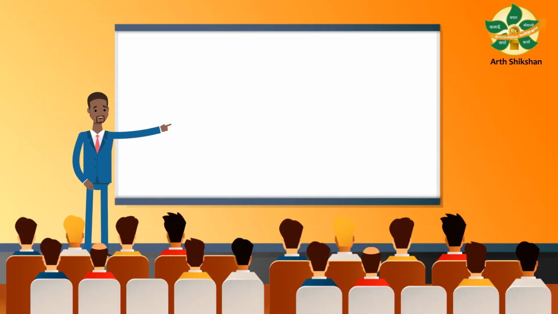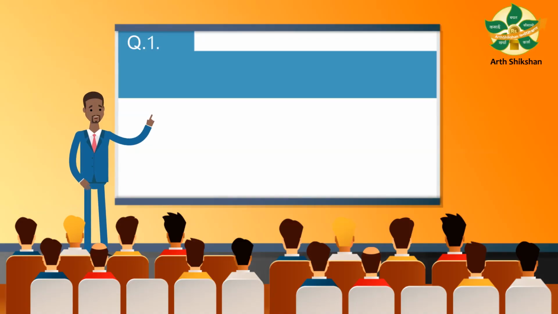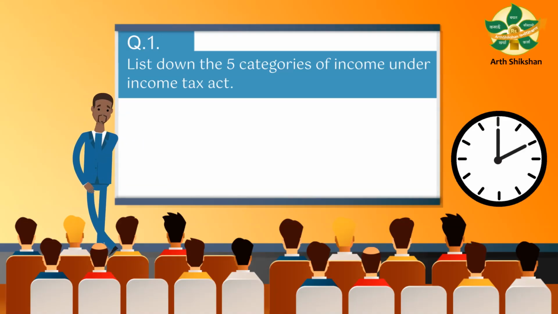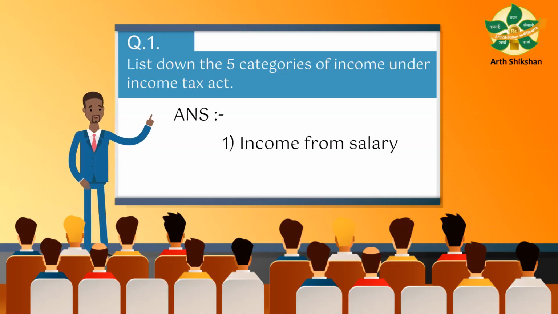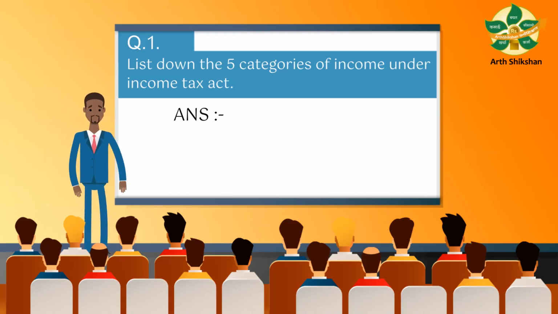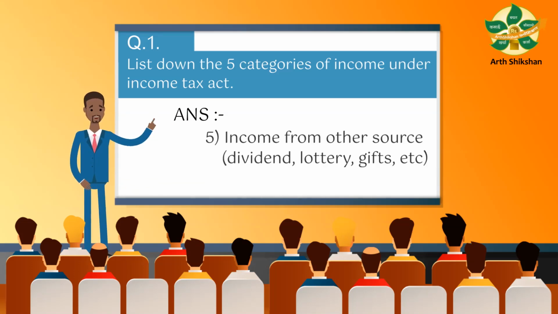Income tax computation with example. Let's see how much you have understood from the above discussion on income tax computation. Question 1. List down the 5 categories of income under the Income Tax Act. Answer. First, income from salary. Second, income from house property. Third, income from business or profession. Fourth, income from capital gains, share market investment, mutual funds, FD interest, etc. Fifth, income from other sources, dividend, lottery, gifts, etc.